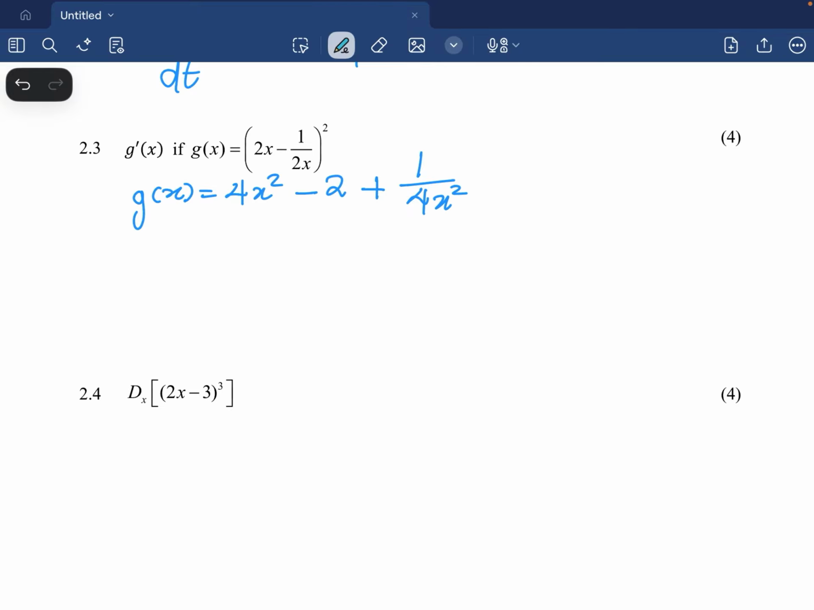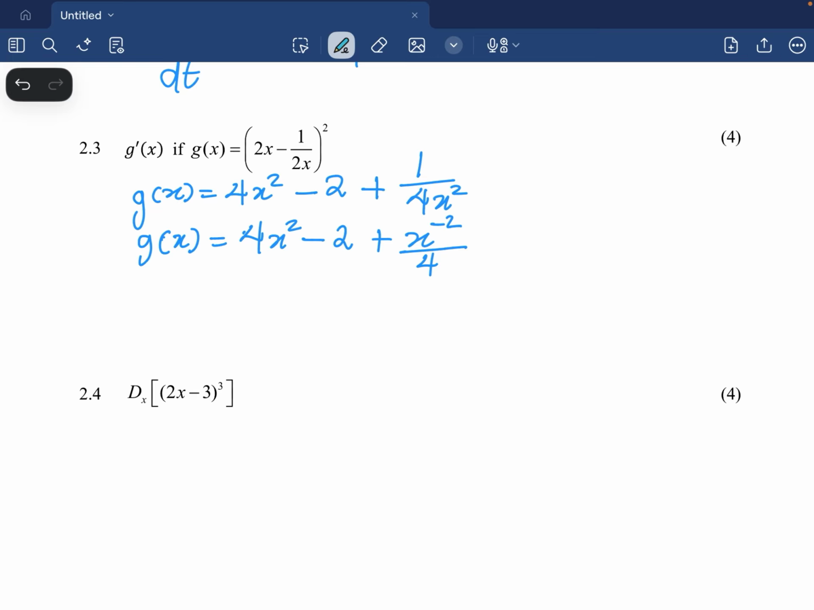So our expression is simplified, but I have a problem here. Remember, I want to differentiate with respect to x. Therefore, x should not be in the denominator. So when I do this, I'm just going to change this and write it on the numerator, but with a negative exponent this time. So I'm going to have that g of x is equal to 4x squared minus 2. Then this is going to be now plus x to the power of negative 2 all over 4.